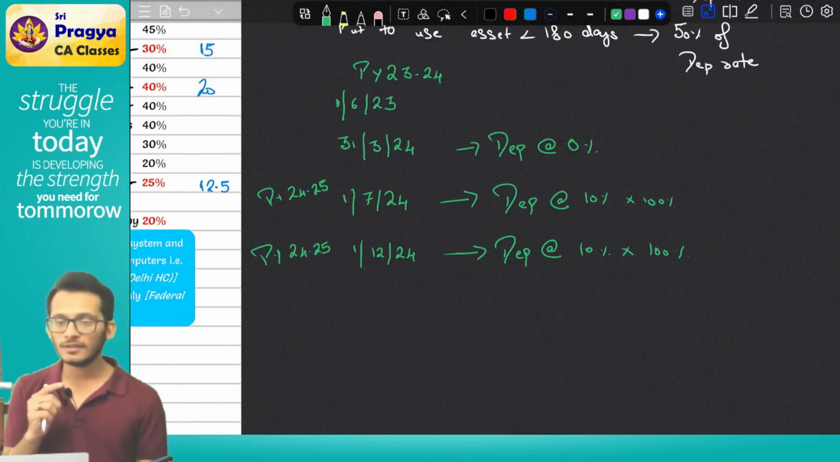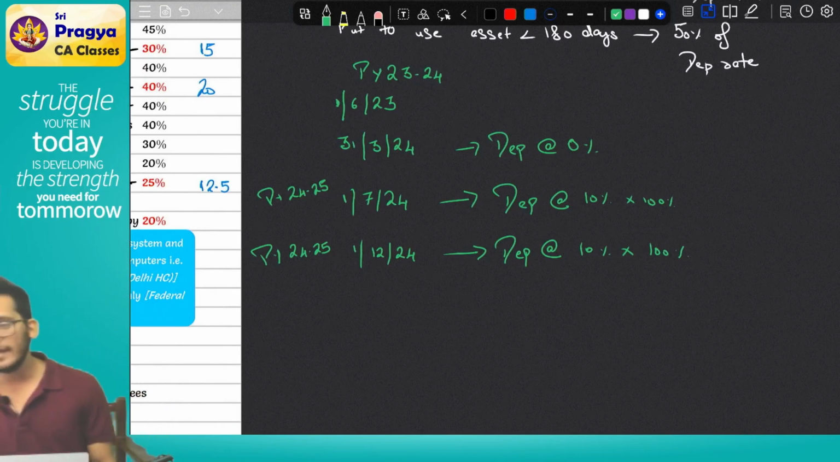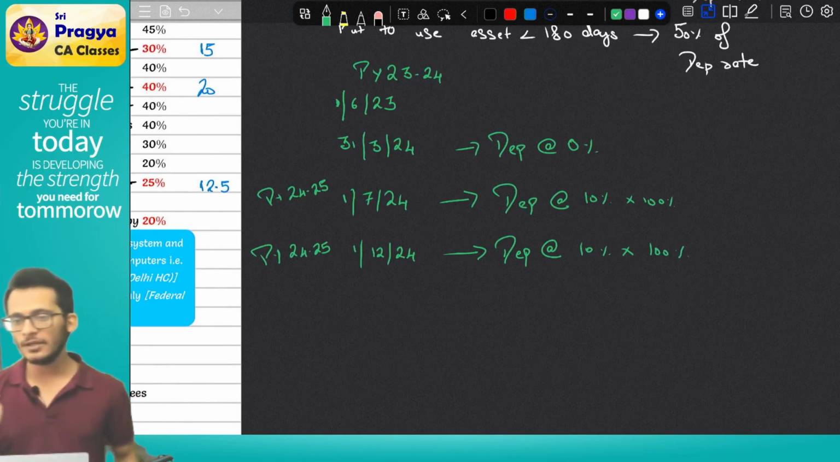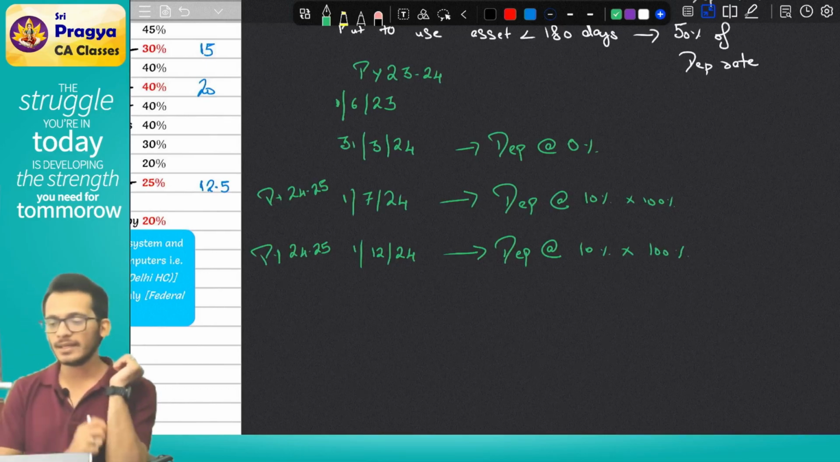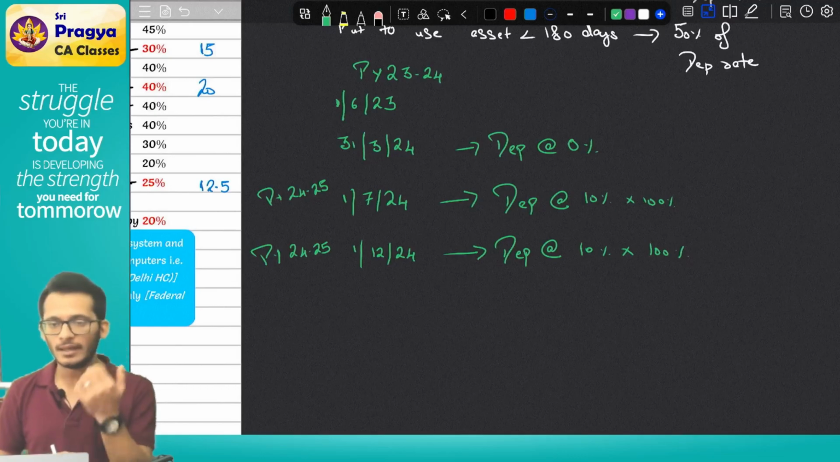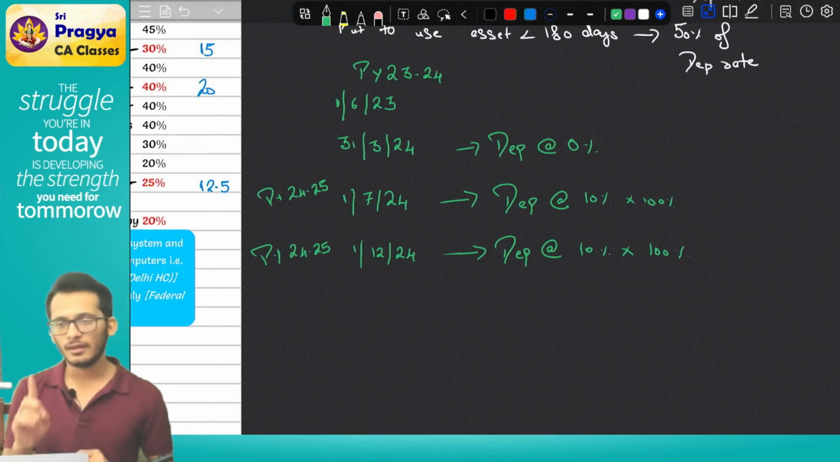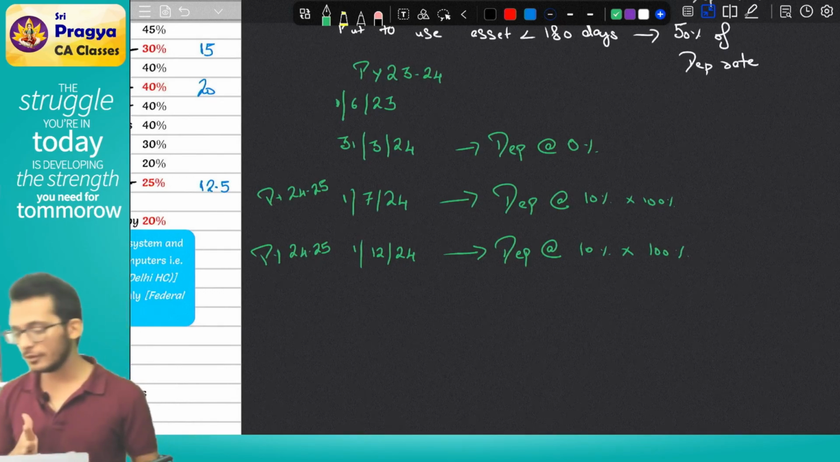You have lost the identity. You don't know about the asset because it is a part of your opening WDV now. The moment an asset is a part of your opening WDV, depreciation automatically becomes 100. I am now not going to look for your 50 or 100 because whether the asset is put to use is not a criterion.